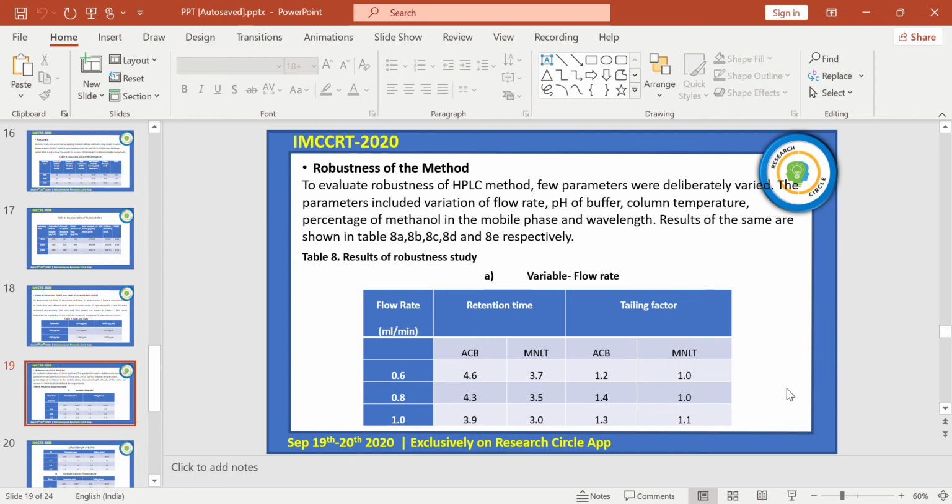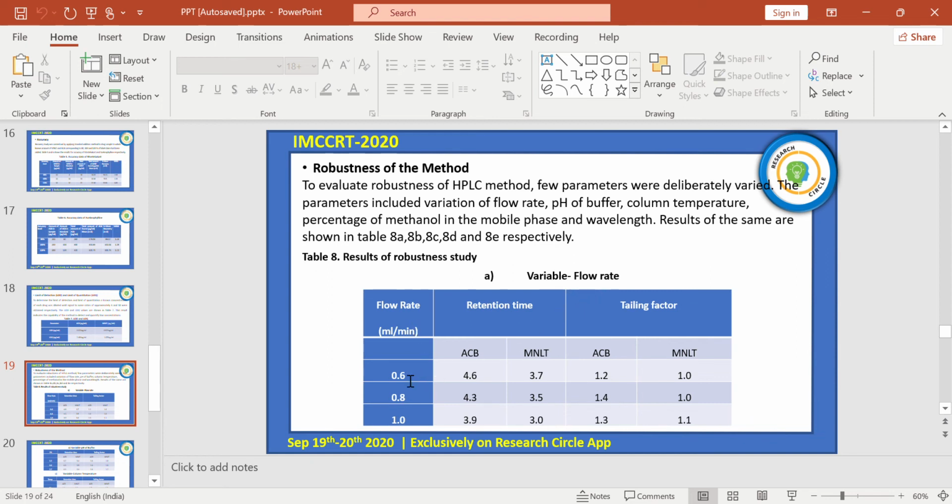And the last parameter validated was robustness of the method. So to evaluate the robustness of the method, a few parameters were changed, like flow rate, pH of buffer, column temperature, percentage of methanol in the mobile phase, and wavelength. So results of the same were displayed over here. So first variable was flow rate.